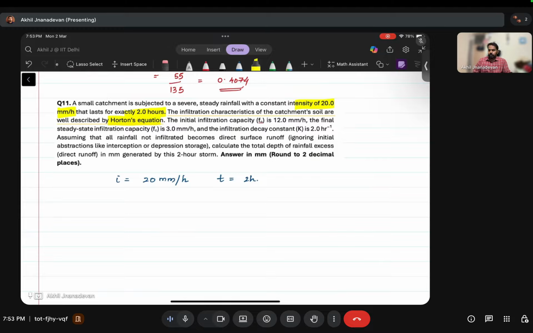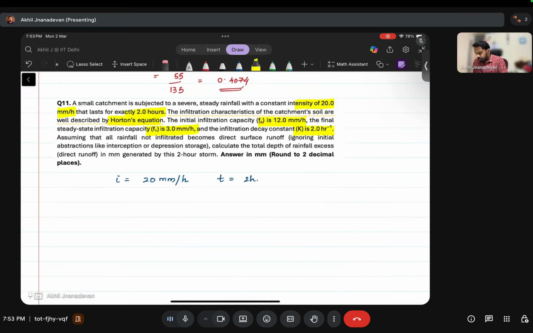The initial infiltration is given, that is 12 mm per hour. Initially it is this, then it exponentially decreases and reaches the steady state, that is Fc, which is 3 mm per hour. The infiltration decay constant K is given as 2 per hour. And assume that all the rainfall that is not infiltrated becomes direct runoff.